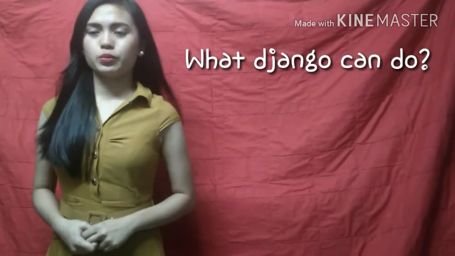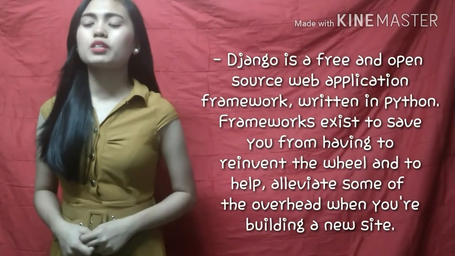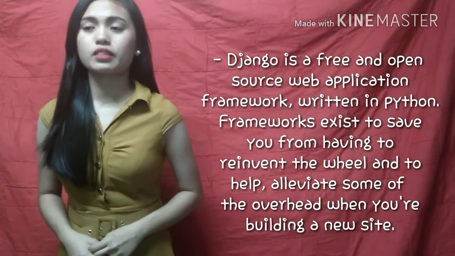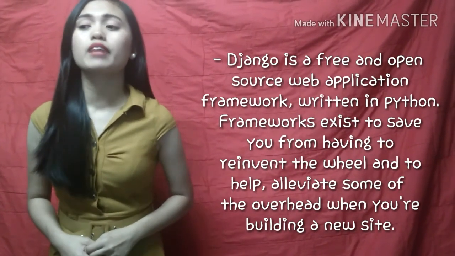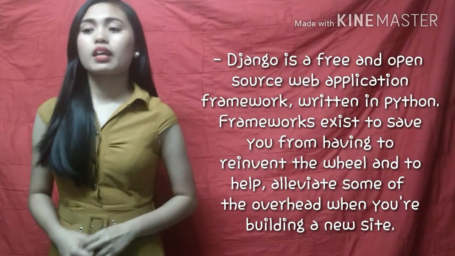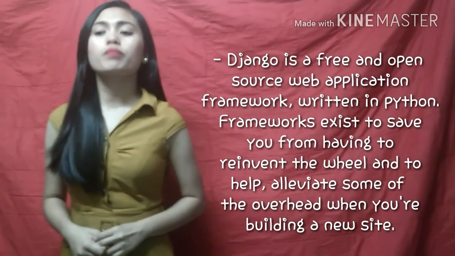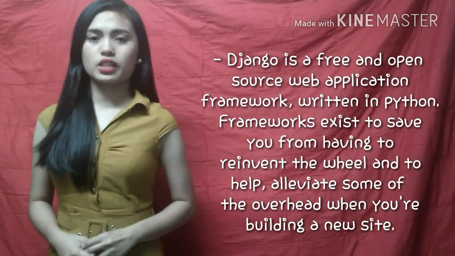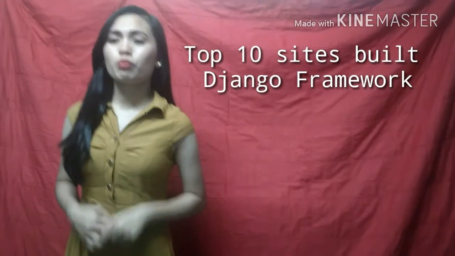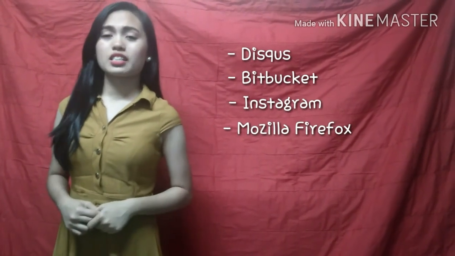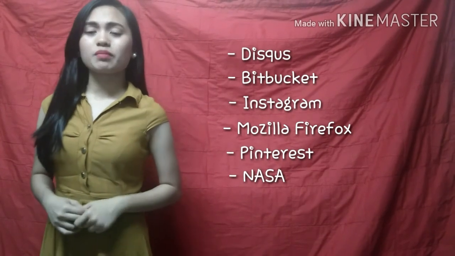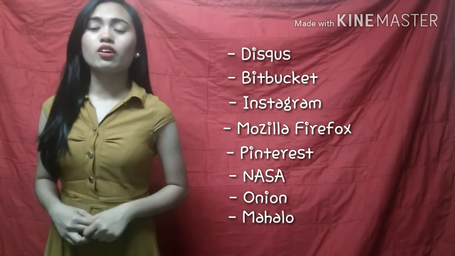What Django can do. Django is a free and open source web application framework that's written in Python. Frameworks exist to save you from having to reinvent the wheel and to help alleviate some of the overhead when you're building a new site. Sites built with the Django framework include Disqus, Bitbucket, Instagram, Mozilla Firefox, Pinterest, NASA, The Onion, Mahalo, The Washington Post, and Eventbrite.